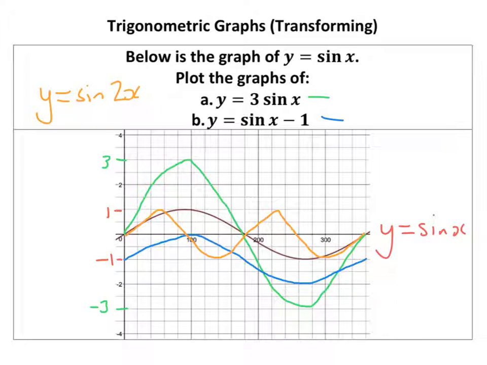Now remember, it's supposed to be a smooth curve, but hopefully you get the idea. When it's the numbers at the front, it's going to change the height of the graph. When the numbers are next to the angles, next to the x, then it's going to change how many times the wavelength occurs between 0 and 360. When you've got a number on its own added or subtracted to the sine x or cos x or whatever, that just moves the whole curve up and down. It doesn't change what the curve looks like, it just changes the position of the curve. Alright?